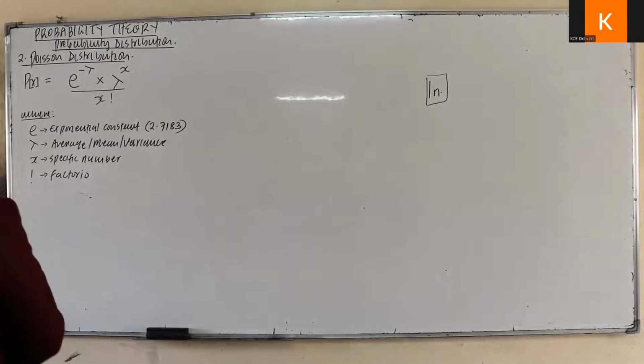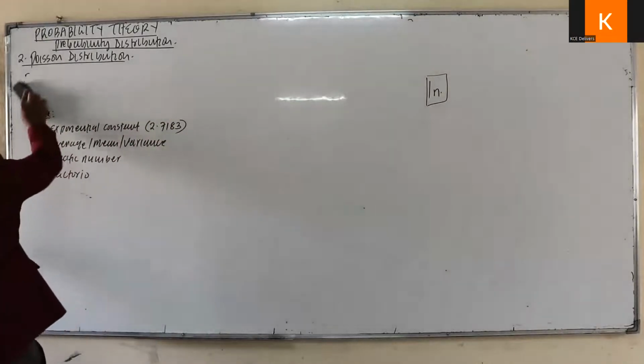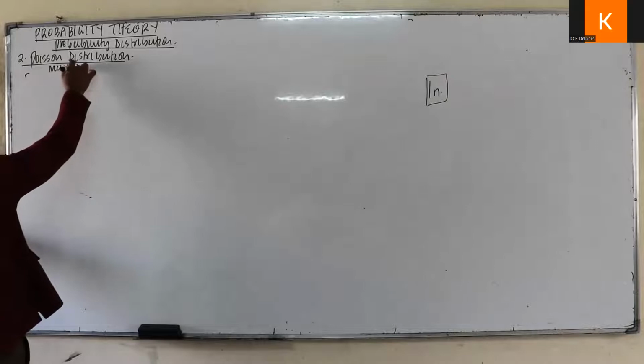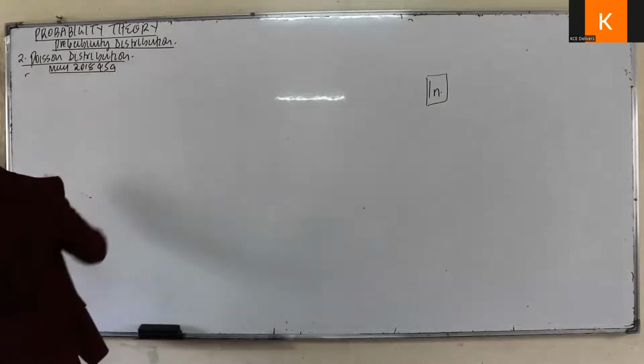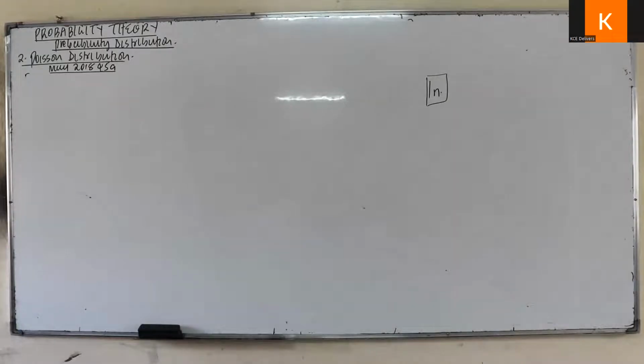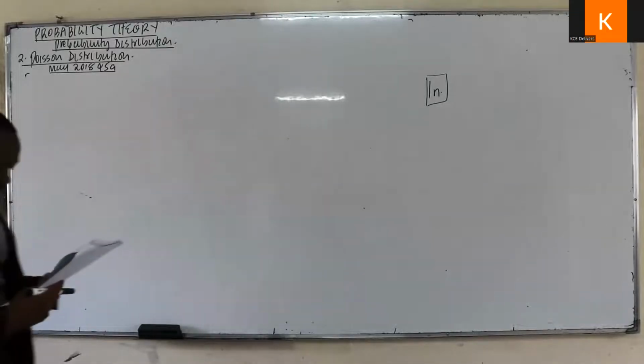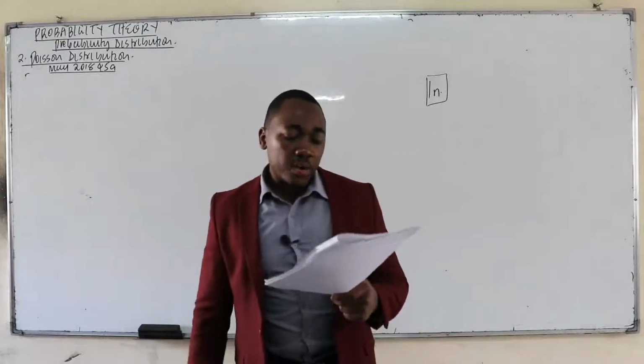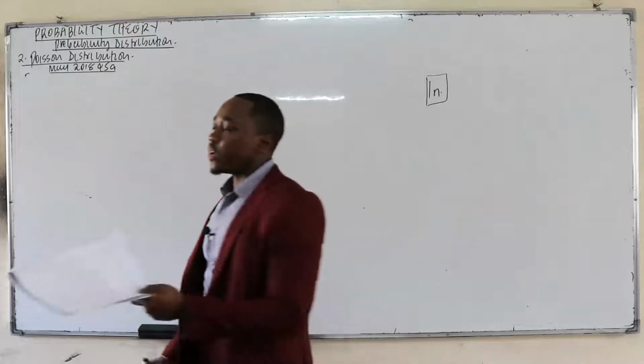Illustration. Now open with me, May 2018, question 5A. We are told that an electricity company has established that the weekly number of occurrences of lightning striking a transformer follows a Poisson distribution with a mean of 0.4 per week.